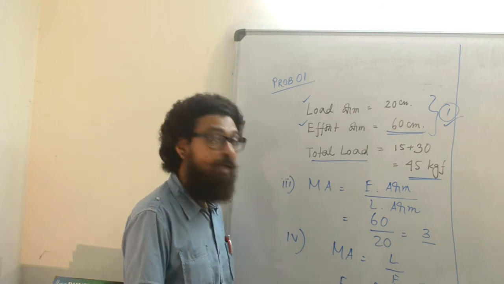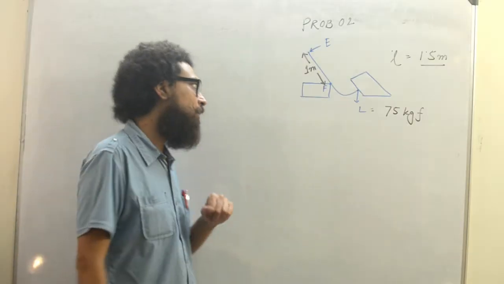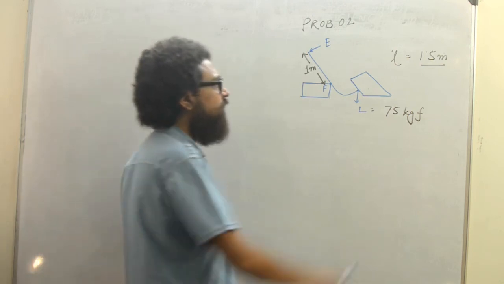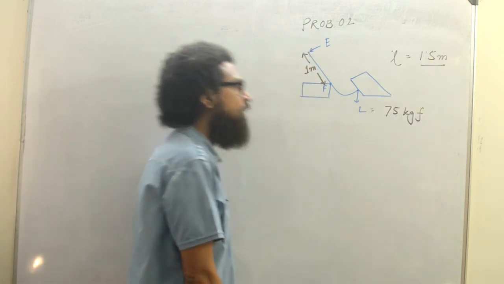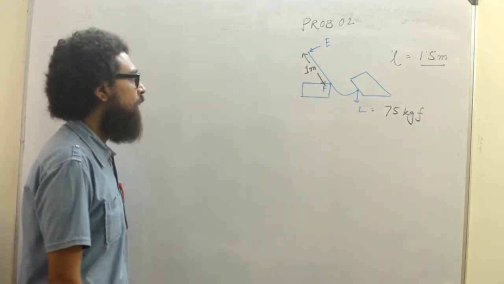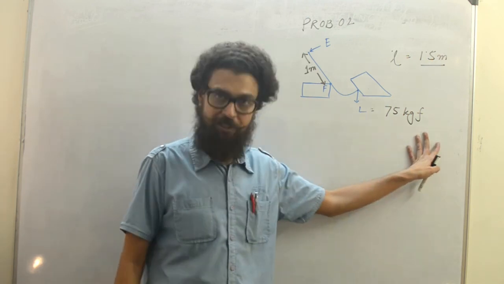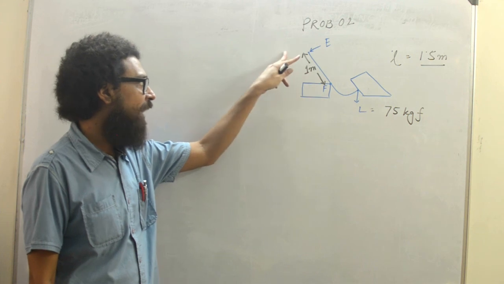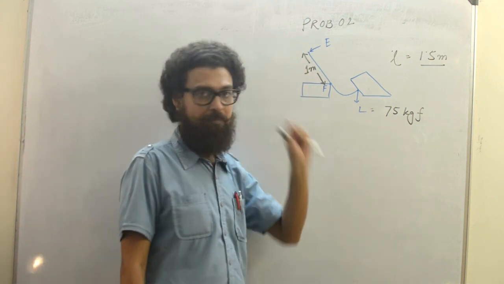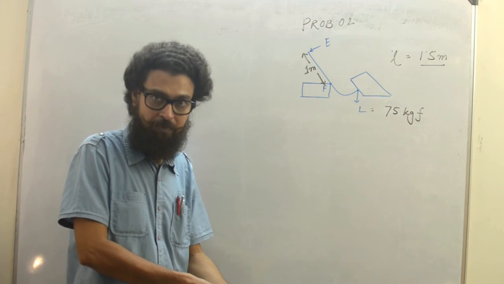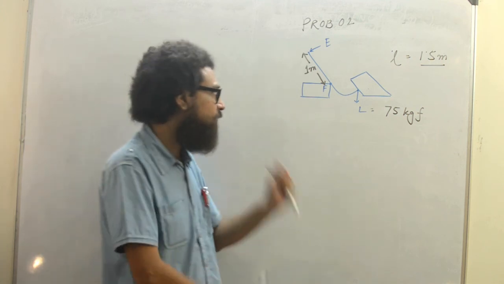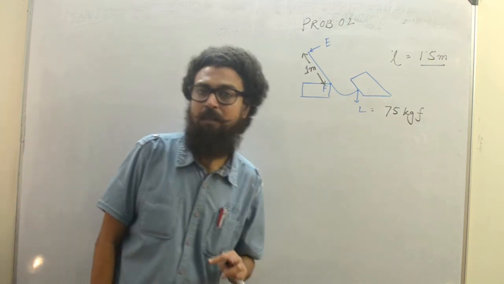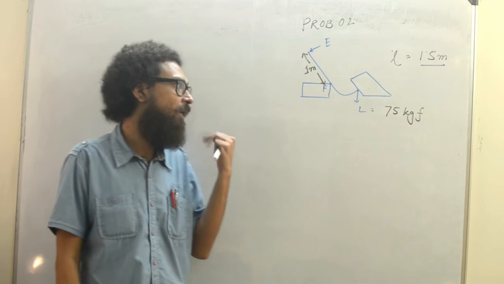Alright, I'll do another sum, problem 2. Now we have a crowbar, and they have said the total length of the crowbar is 1.5 meter, and the load it is lifting is 75 kg with a certain amount of effort applied. And they have also said that the distance between the effort hand and the fulcrum, I mean we have to fix the crowbar at a certain point, so that turning point is the fulcrum, and that length is 1 meter.